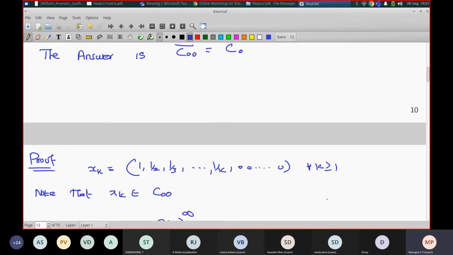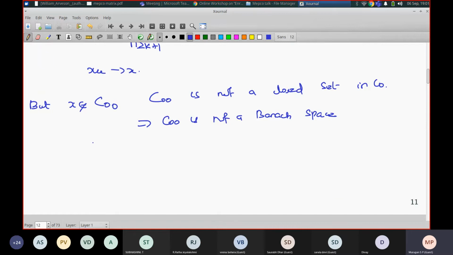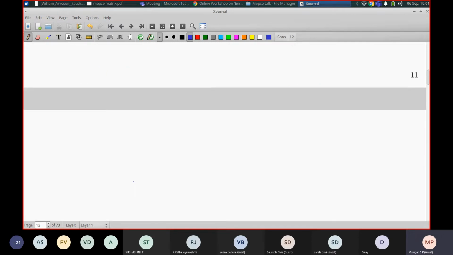Okay. So what is the closure then? See, c_00 is sitting inside c_0. So its closure is again c_0, right? It's sitting inside, but one needs to argue. One needs to argue that c_0 is sitting inside the c_00 closure. This is very easy. Claim: c_0 is sitting inside the c_00 closure, right?